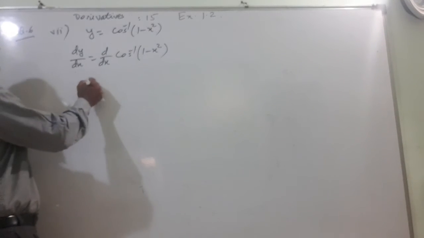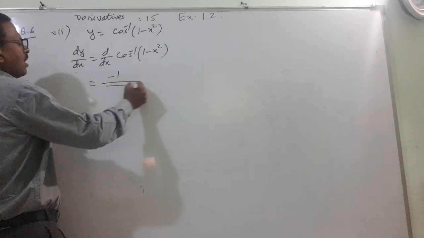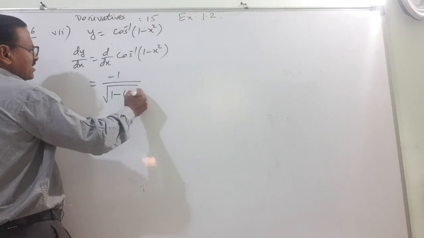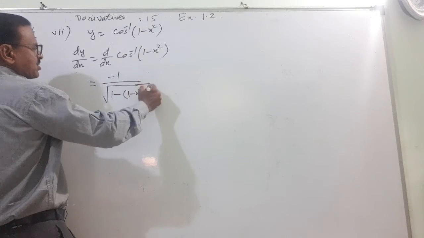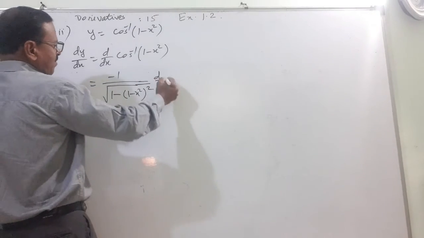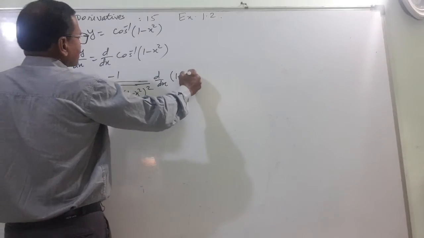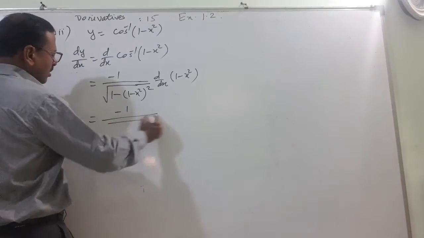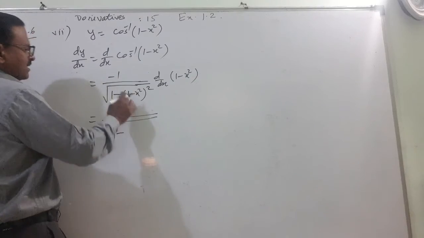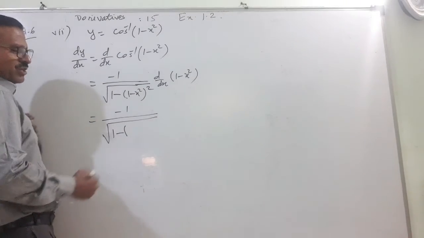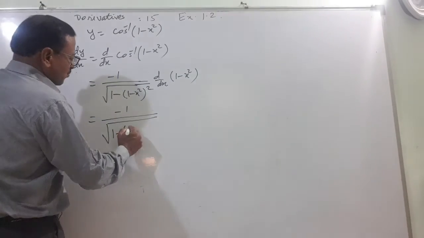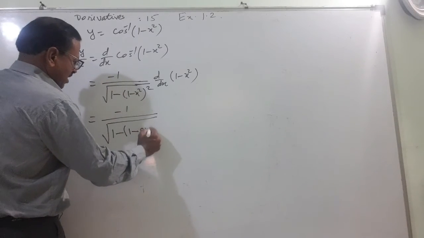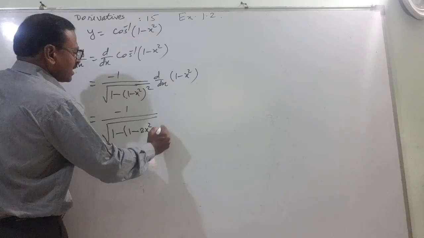Derivative of cos inverse is minus 1 upon under root 1 minus x square. At the place of x it is 1 minus x square and its square into d by dx of 1 minus x square. That is equal to minus 1 upon under root 1 minus (a minus b) bracket square, a square minus 2ab plus b square. A square means 1 square is 1 minus double of this is 2x square and plus b square means x raised to 4.